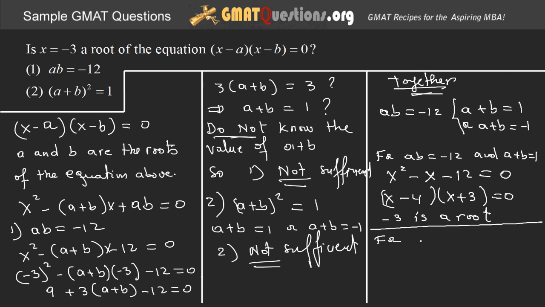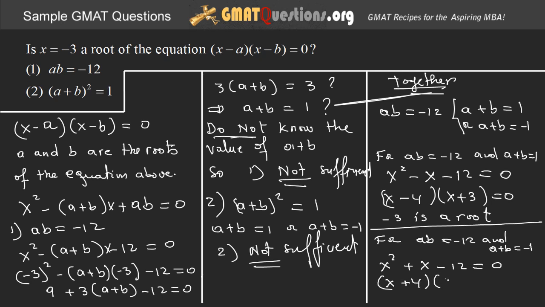For ab equals negative 12 and a plus b equals negative 1, I hope you can see this. Let me just make sure that you can read it. In that particular case, we're going to have x squared minus, minus is really plus, the sum, plus 1 times x, minus 12 equals 0. I hope you can see that this was a negative x, but this is a plus x, and you can easily see why. The factorization of this is going to be x plus 4 times x minus 3 equals 0.